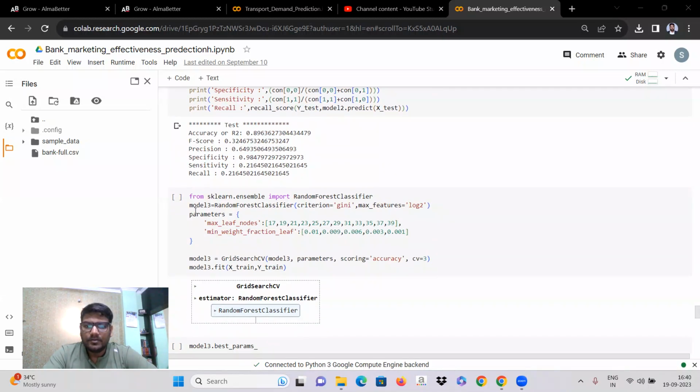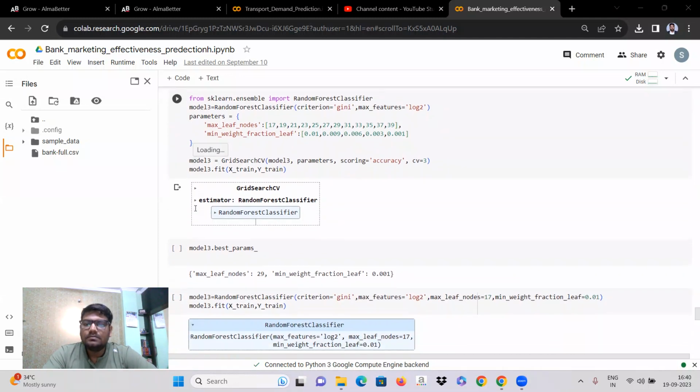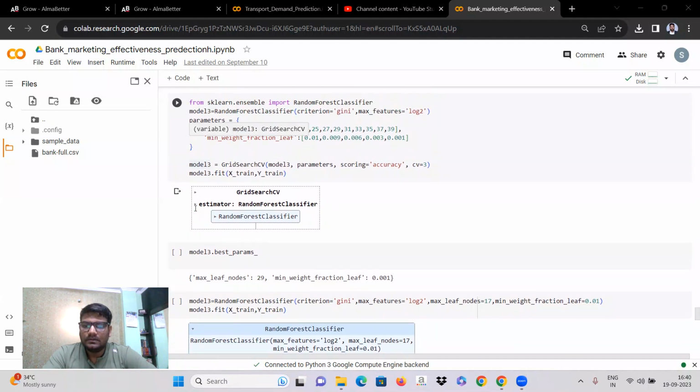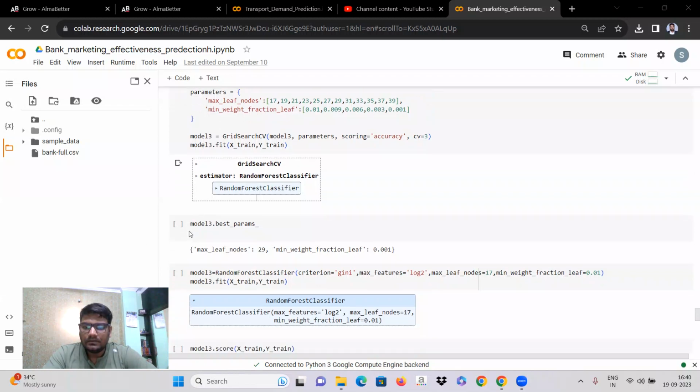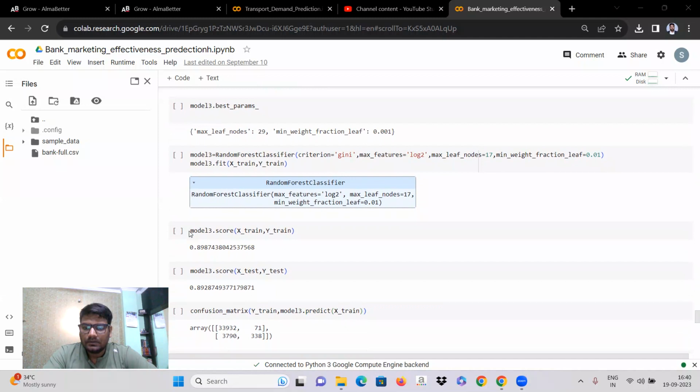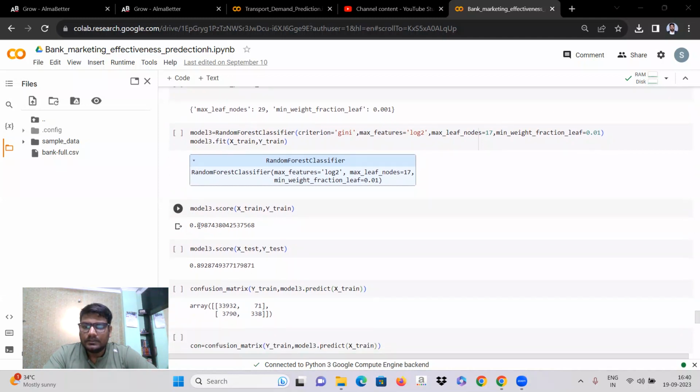The third model that I will be trying is the random forest classifier. Again, I have done very extensive hyperparameter tuning. So here the test accuracy and the train accuracy that I was getting were within one absolute percentage: 89.87% on the train and 89.28% on the test.